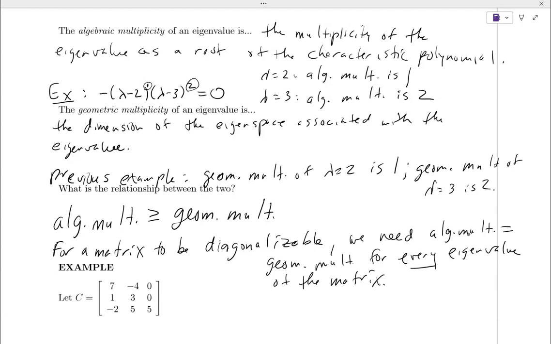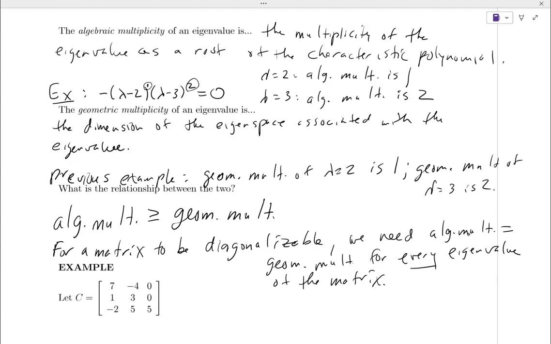Now again, if you've got distinct eigenvalues, eigenvectors associated with distinct eigenvalues are always linearly independent. So if all your algebraic multiplicities are 1, all your geometric multiplicities will be 1, and you're good to go. It's when you get repeated roots where you might have an issue. Now the previous example, no issue. We were good.